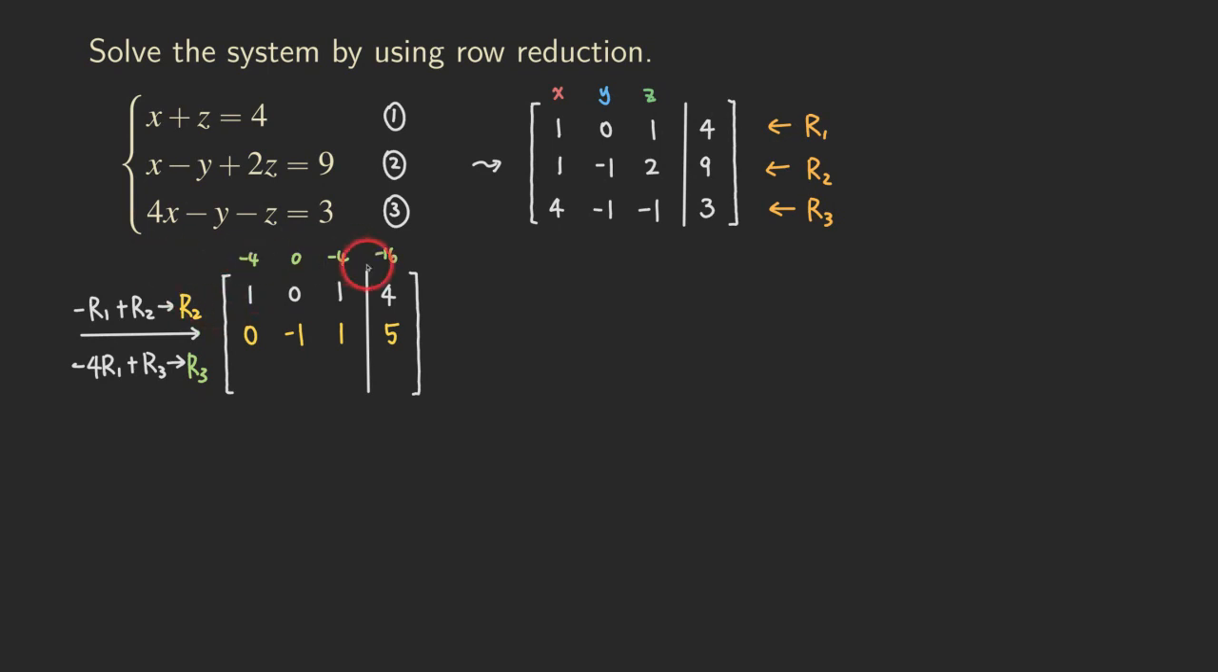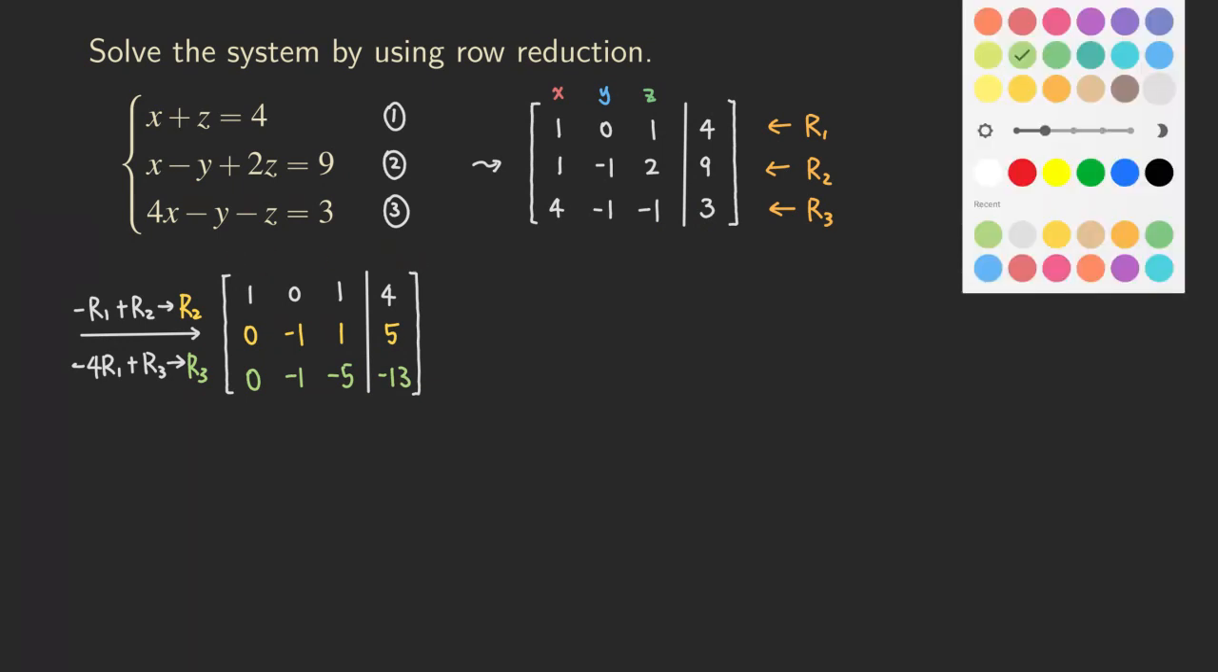So now we add all those green numbers to the third row right here, and then we are going to put the result right here. So -4 plus 4, we get 0. 0 plus -1, we get -1. -4 plus -1, -5. Okay, -16 plus 3, we get -13. Okay, so we don't need those numbers anymore.